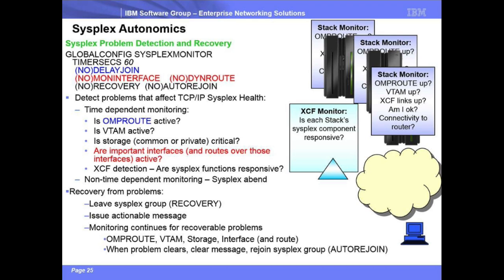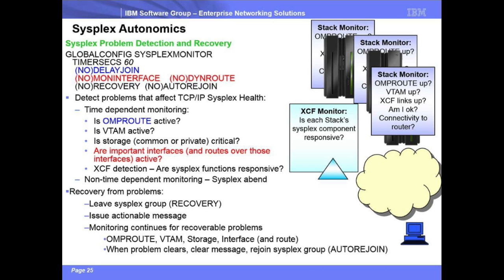To recover from a problem that is detected, if recovery is configured, then that stack will automatically leave the Sysplex. It'll always issue an actionable message alerting an operator about the problem that it detected. And then if it's a recoverable problem, meaning maybe OMPROUTE wasn't available or VTAM wasn't available, then monitoring continues for those recoverable problems. If auto rejoin is configured, then when the problem clears, that stack would automatically rejoin the Sysplex. Okay, the last thing I wanted to talk about was subplexing.